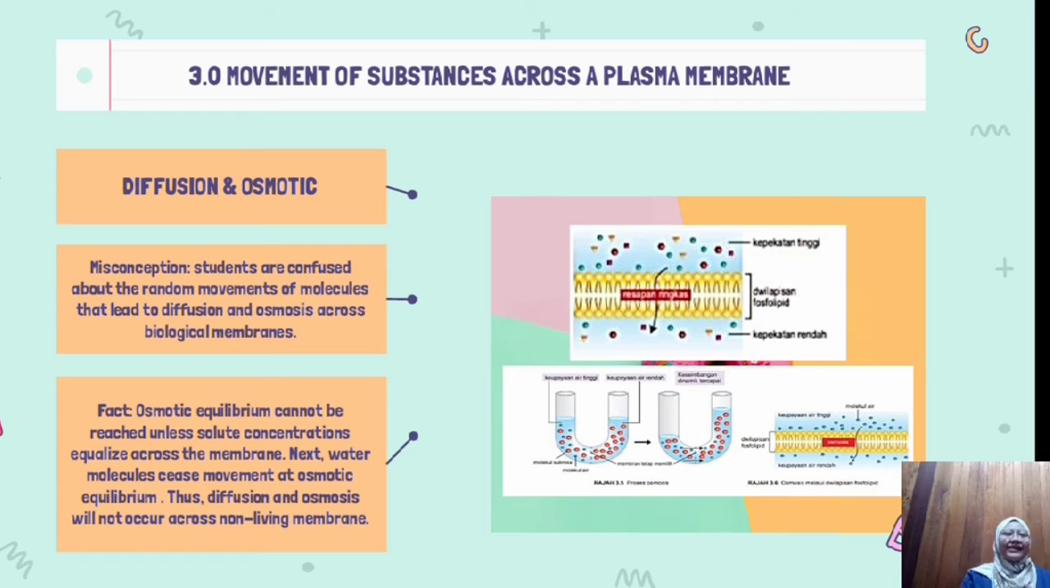In the part on diffusion and osmosis, students are confused about the random movement of molecules that leads to diffusion and osmosis across the biological membrane. But actually, the osmotic equilibrium cannot be reached unless solute concentration equalizes across the membrane. Next, water molecules are still moving at osmotic equilibrium. Thus, diffusion and osmosis will not occur across non-living membranes.